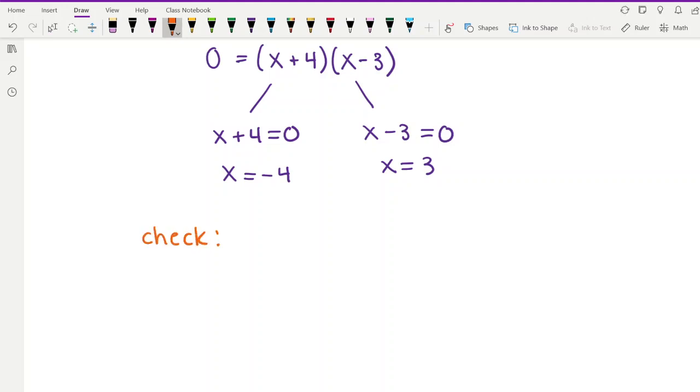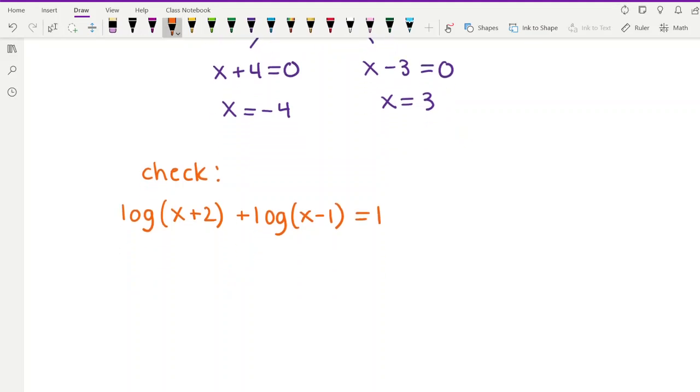We're going to take each of these numbers and plug them into our original equation. Just to remind you, the original equation was log of x plus 2 plus log of x minus 1 is equal to 1. We just need to check that when we plug these inputs in, it makes sense. For the first one, x is equal to -4. If we plug that in, we get log of -4 plus 2 plus log of -4 minus 1 is equal to 1.